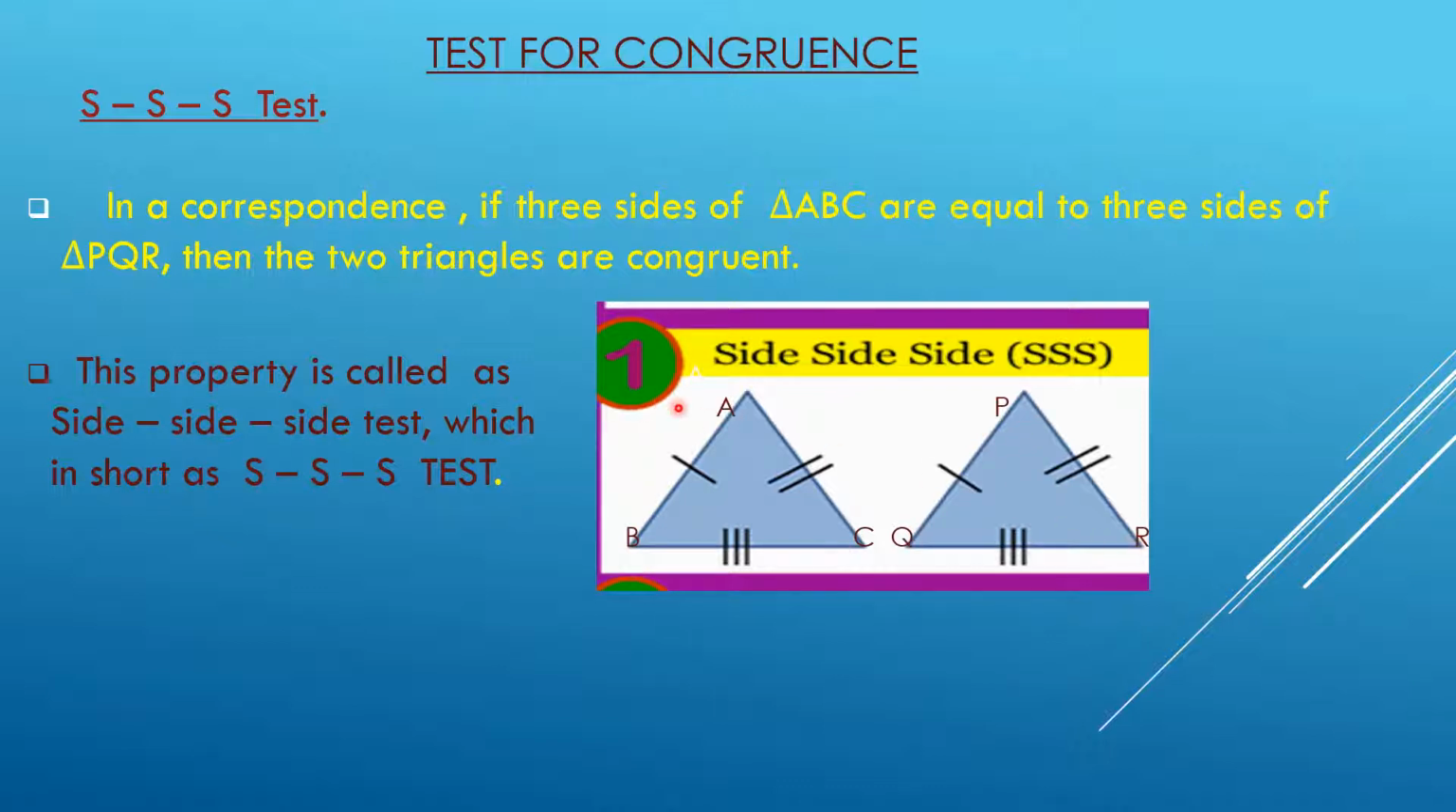Here the length of AB and length of PQ are the same, and length of BC and length of QR are also equal, and length of AC and length of PR are also the same. Therefore, the three sides of triangle ABC are equal to three sides of the triangle PQR, then the two triangles are congruent. This property is called the side-side-side test, in short the SSS test.